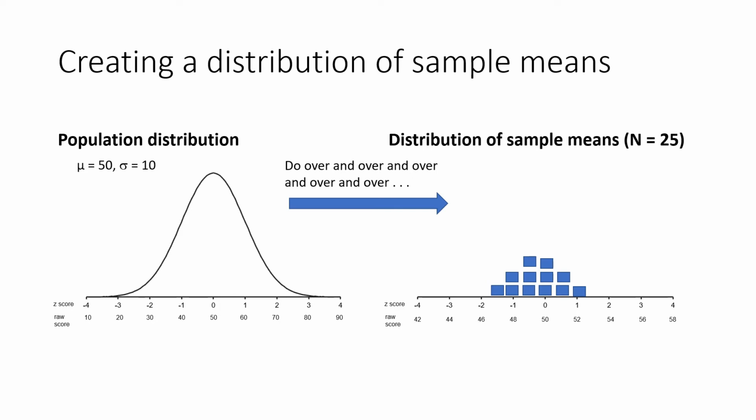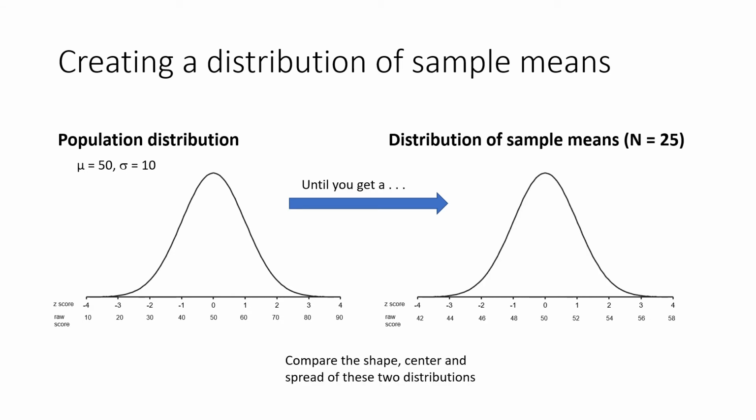Now let's think about what that means. If Bobby's in the population, I'm going to get Bobby paired with every other possible combination of 24 people and compute their mean every single time. Then I'm going to have to do that for Harriet and Leon and so on. So for every single possible combination of 25 people, I'm going to plot their mean. And if I do that, I'm going to get a distribution of sample means.